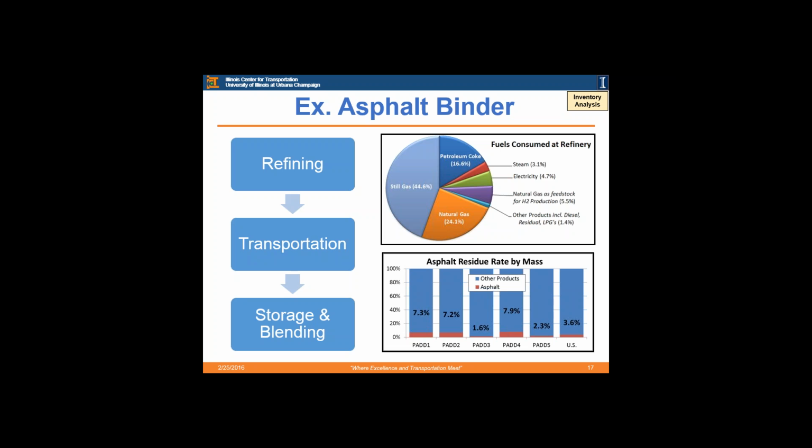But the production of asphalt out of the entire pool of petroleum products does vary from less than 2% to almost 8% in the regions in the US. So all of these variabilities we tried to take into account as much as we could as we were modeling this production of asphalt binder.